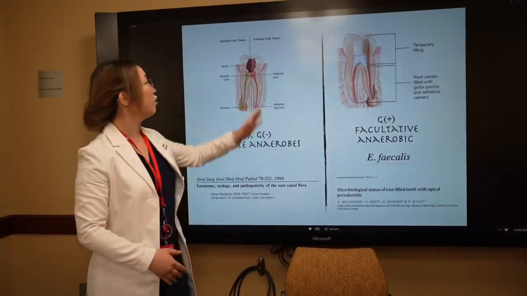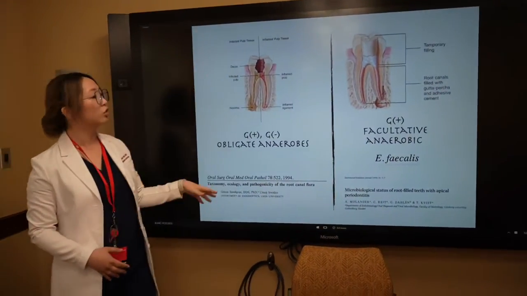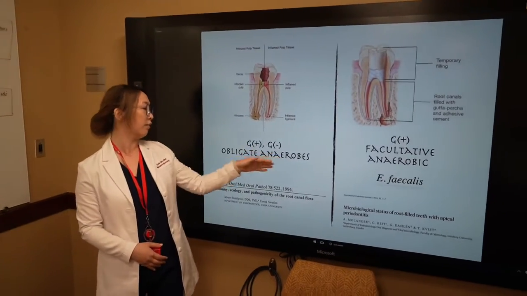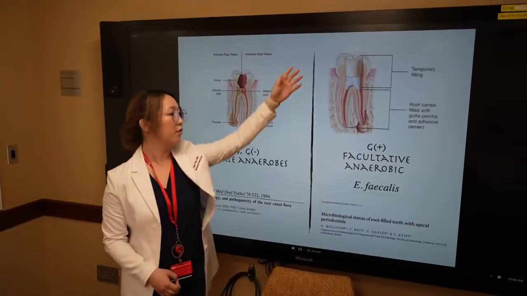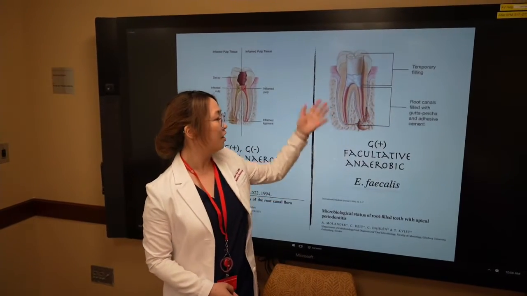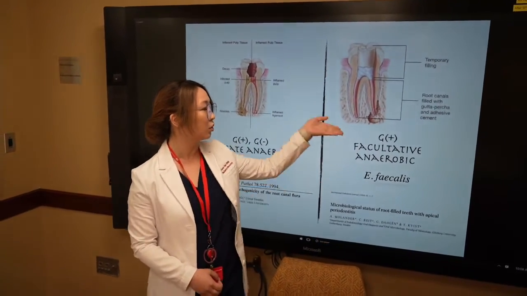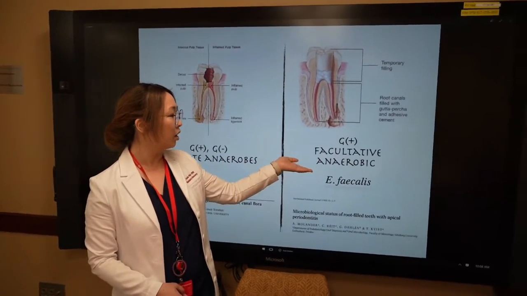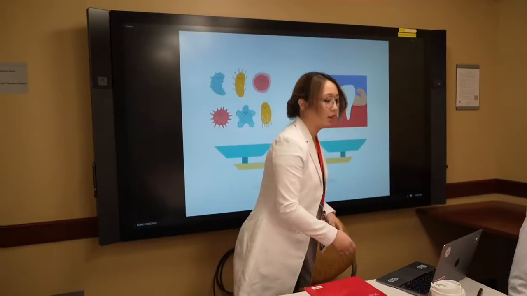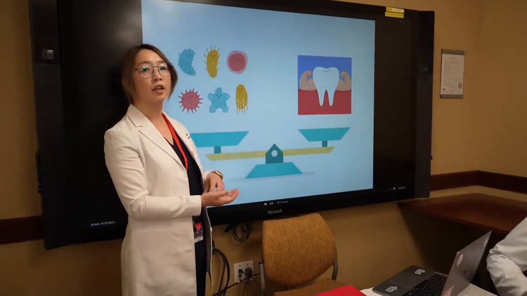So as we can see, if you have an untreated root canal, the bacteria, based on this research, will be gram-positive, gram-negative, and obligate anaerobic. If you have a root canal treatment but also still have apical periodontitis, then based on this research, you can see it's gram-positive, facultative, and anaerobic, and the majority of this will be E. faecalis. Okay, then how do these bacteria affect those lesions?